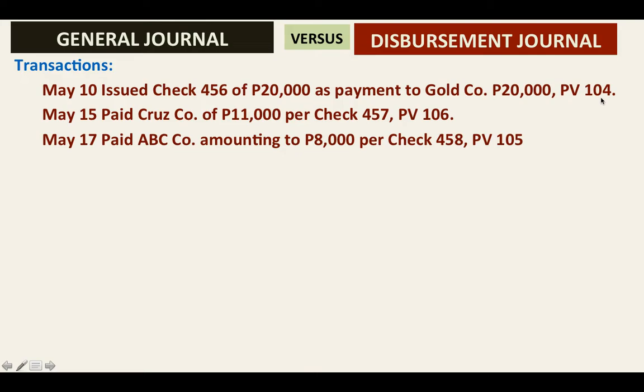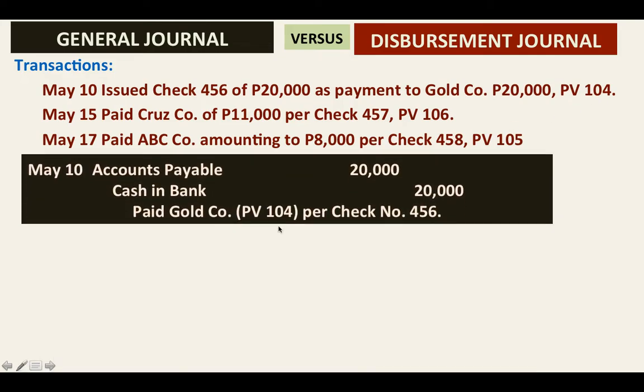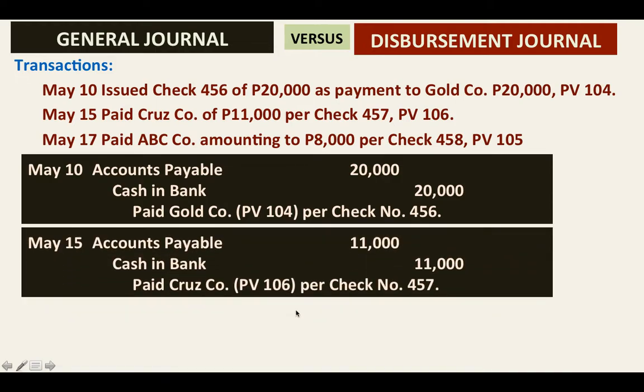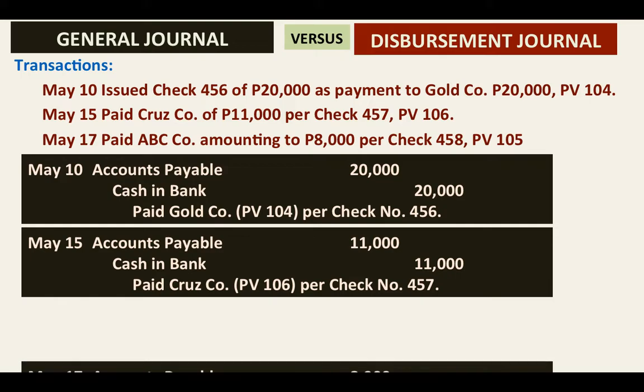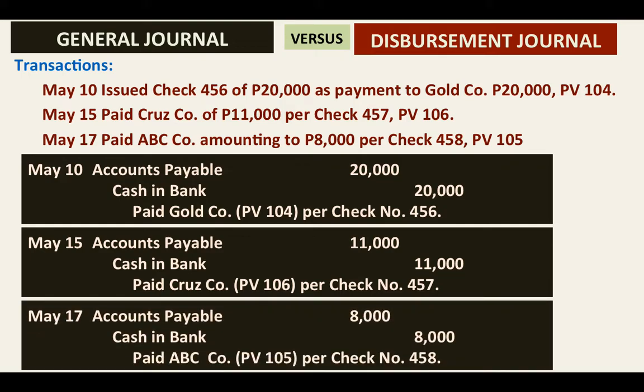20,000, PV104. Okay? So if we are going to record this in the general journal, ganito magiging recording natin. We debit accounts payable, credit cash in bank 20,000, and this will be the information. And then for May 15, ganito ang magiging entry natin. For May 17, ganito ang magiging entry natin. Okay? You take note that we debited accounts payable and credited cash in bank kasi nag-issue tayo ng check.